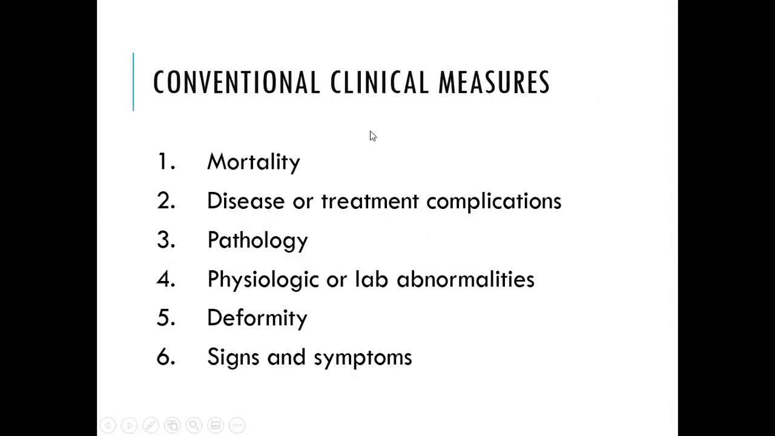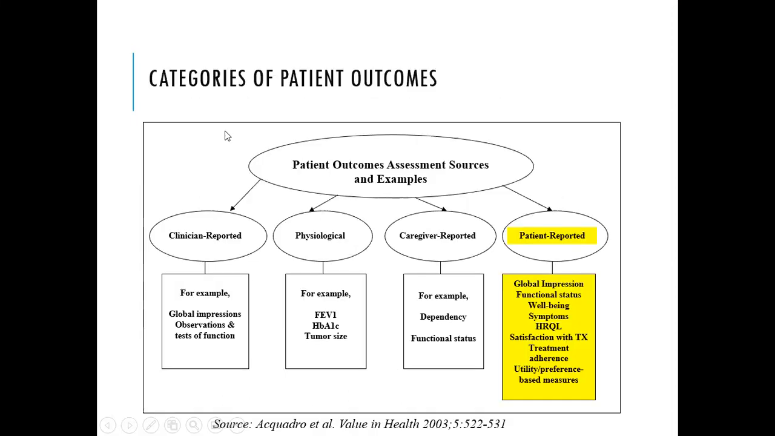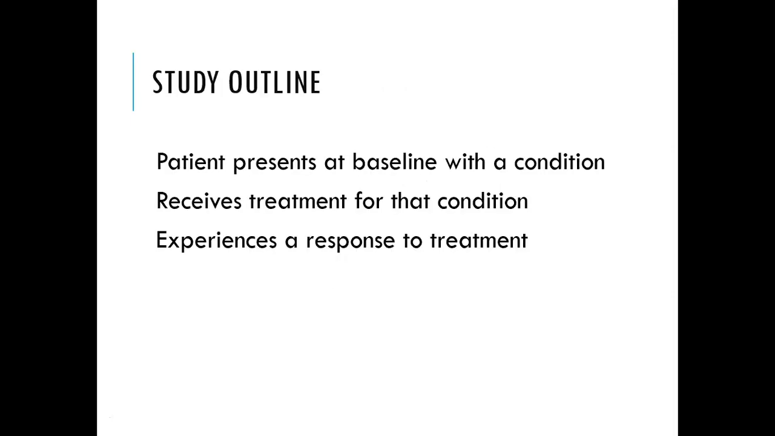These are the various clinical measures that we have been talking about: mortality, complications, pathology, lab abnormalities, deformities, and signs and symptoms. Then we talked about the categories of patient outcome, which could be clinician reported, physiological, caregiver reported, and patient reported. Though patient reported is used in most of the studies, nowadays caregiver reported is also assuming significance, as well as clinician reported, which is our first-hand evidence for evidence-based medicine.